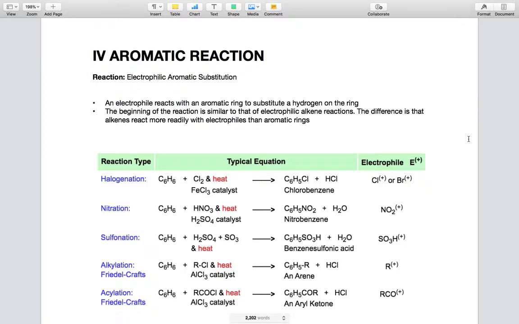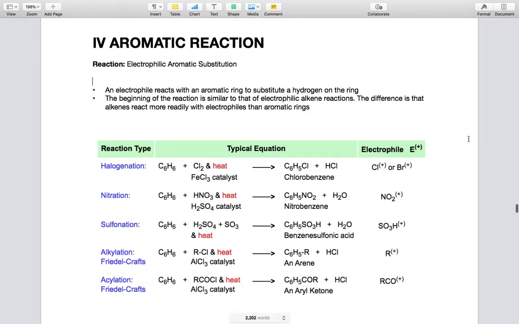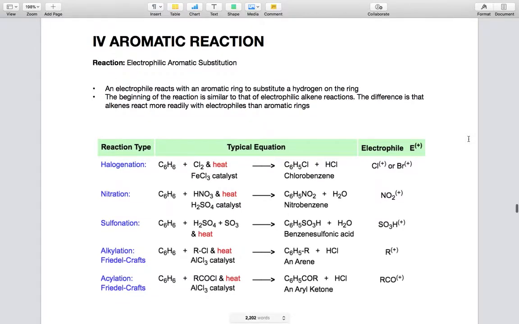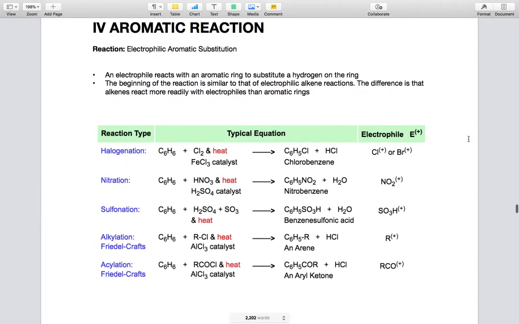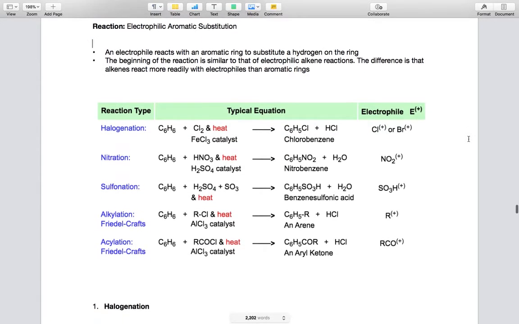So, class, if you can still remember, we have already discussed the aromatic reaction. I will just add some information about it. But before anything else, let's recap our previous discussion. There are different processes under the aromatic reaction.